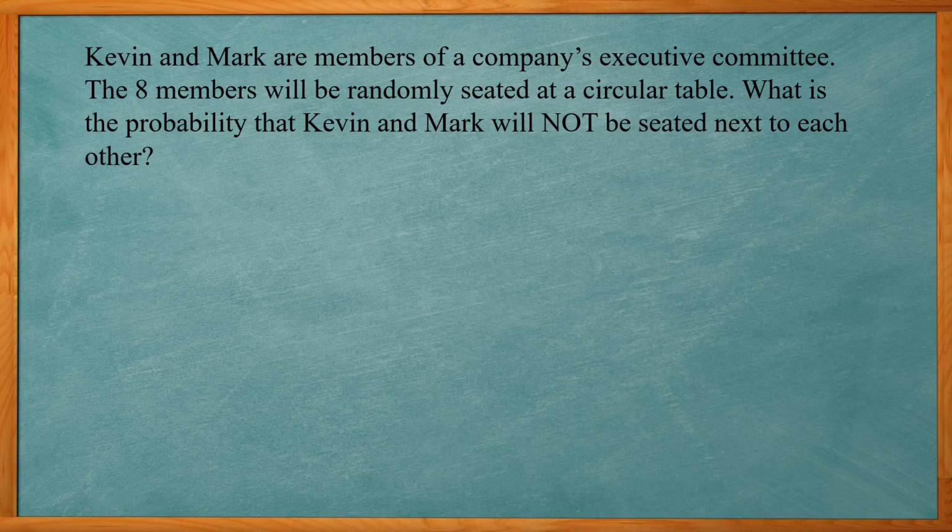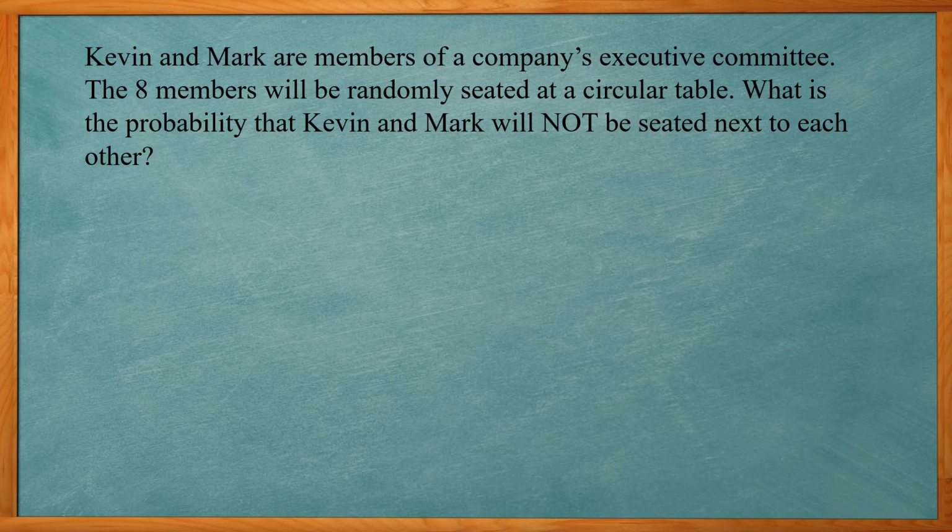So this problem deals with order. You're ordering people, sitting them around a table. So that's either going to be a combination or a permutation. And here the order does matter because we're dealing with sitting next to each other. So we're going to deal with a permutation.